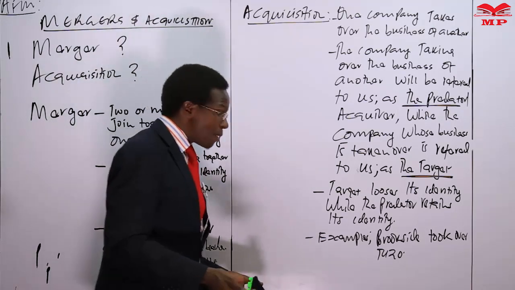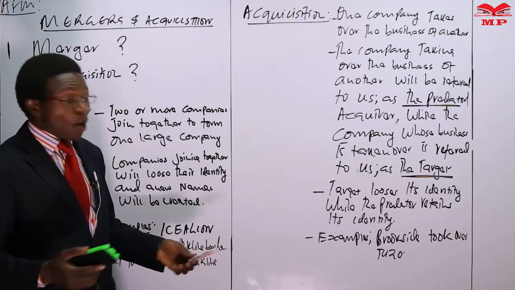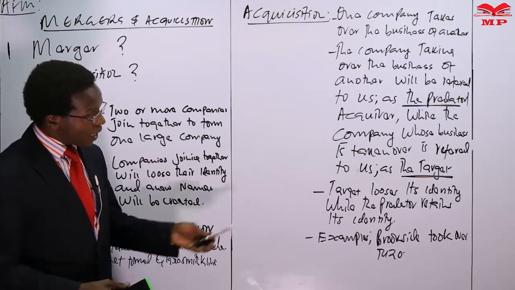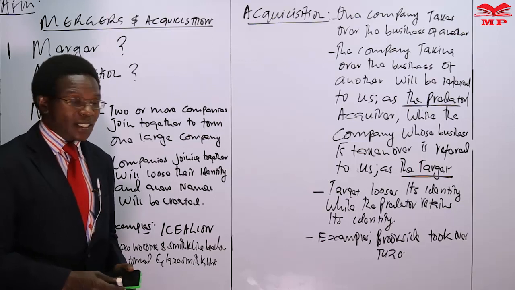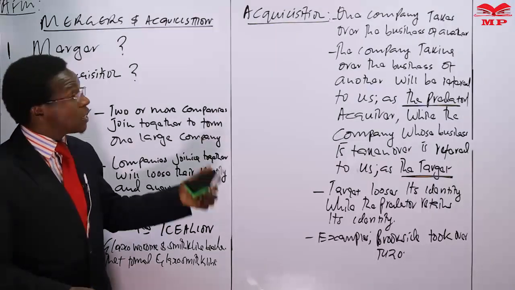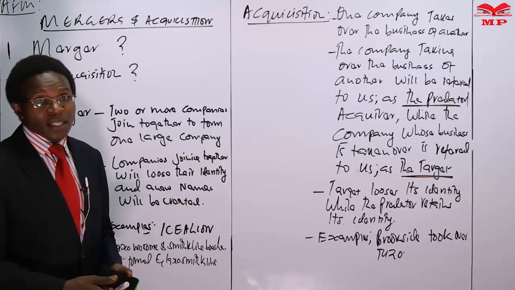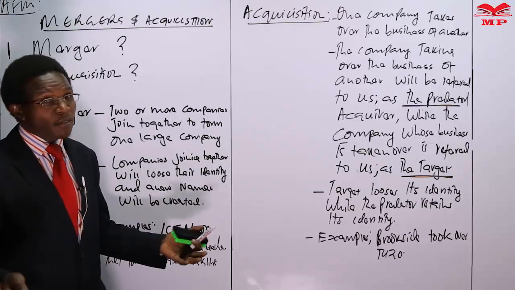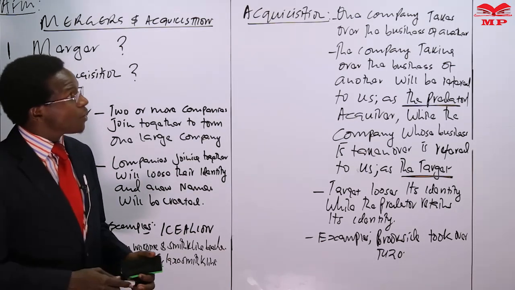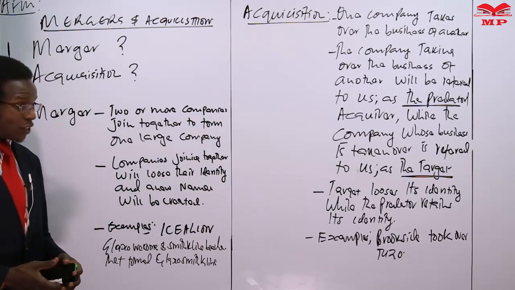We also have another Kenya-based example. Nakumatt took over Walmart. At some point there was a Walmart in Kenya, and it was taken over by Nakumatt. So we don't have Walmart in Kenya at all. We are likely to see more of this, and there are more examples of acquisition in the world.